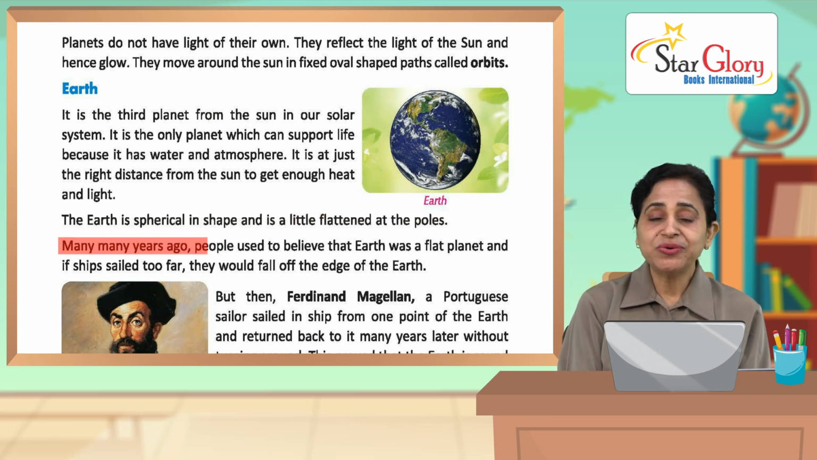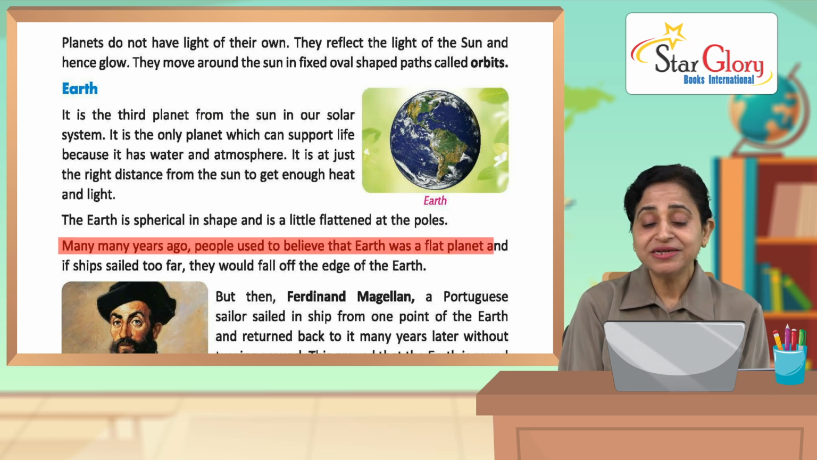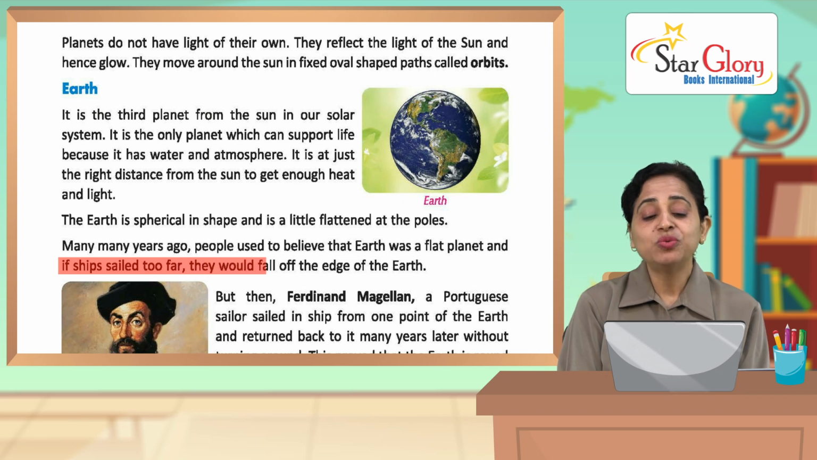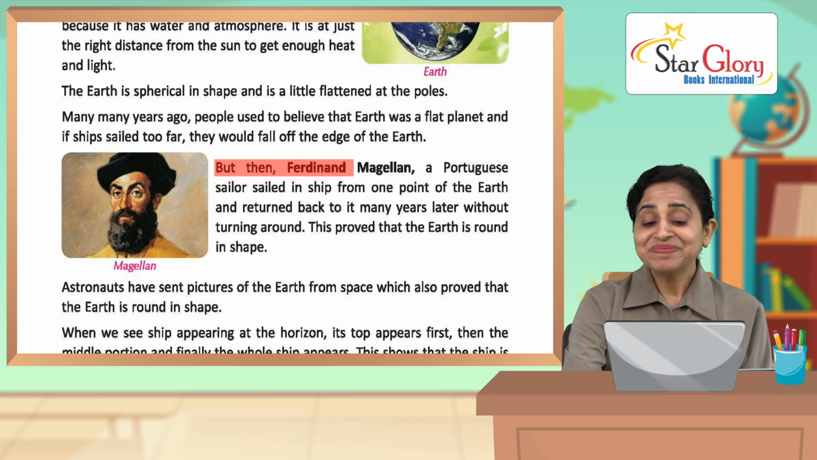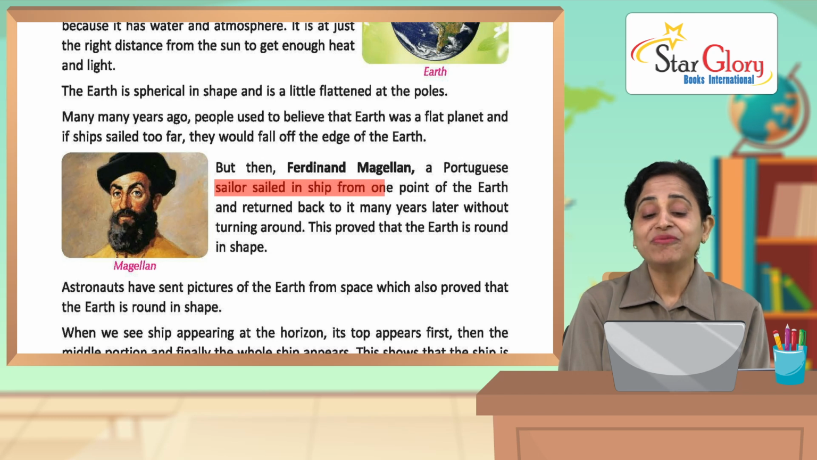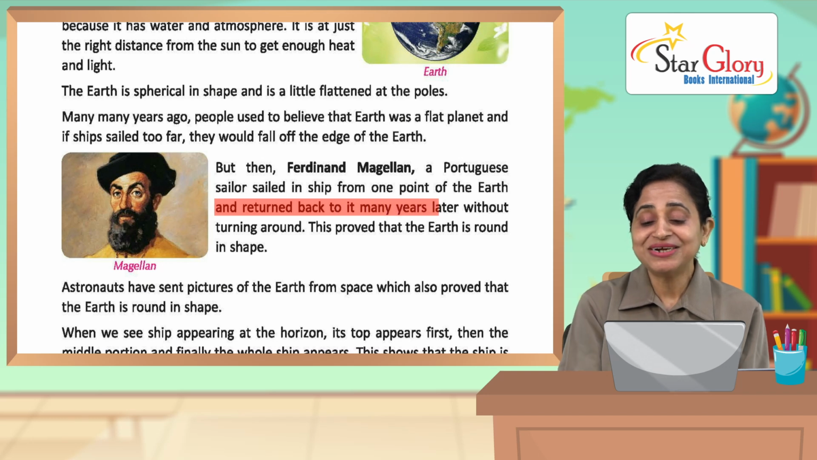Many years ago, people used to believe that the earth was a flat planet and if ships sailed too far, they would fall off the edge of the earth. But then Ferdinand Magellan, a Portuguese sailor, sailed in a ship from one point of the earth and returned back to it many years later without turning around.